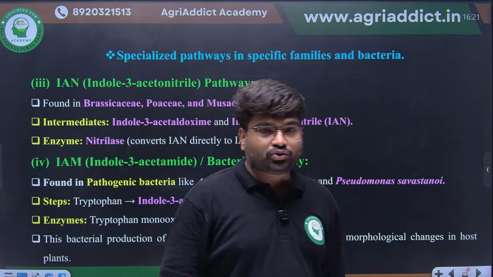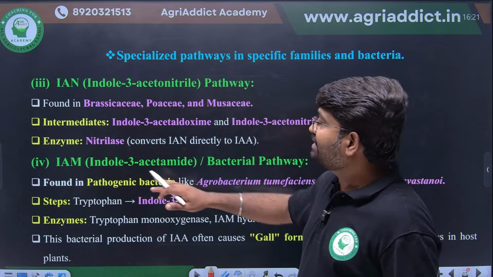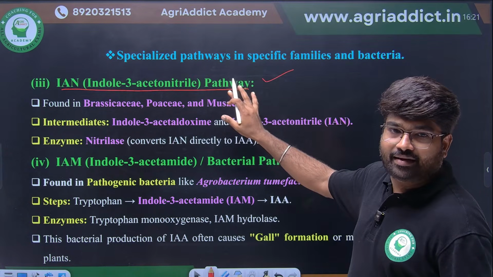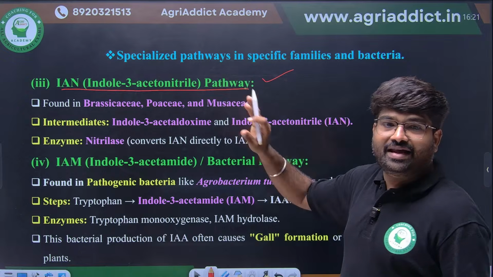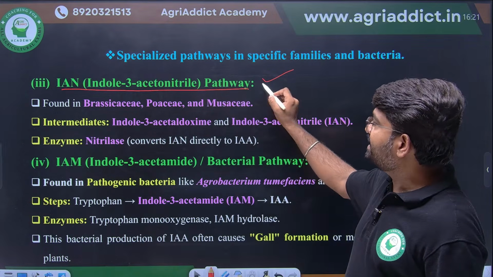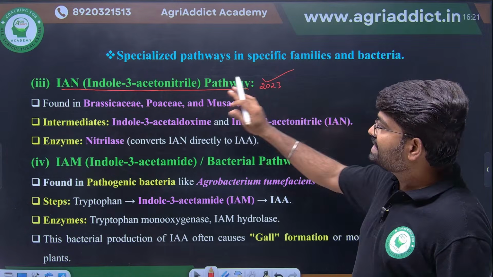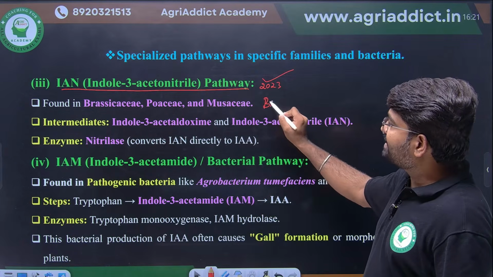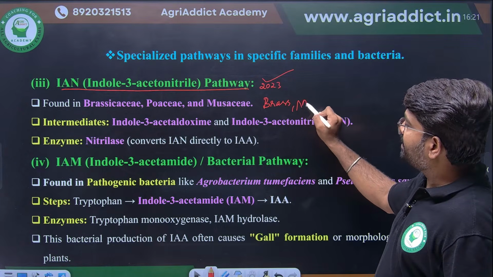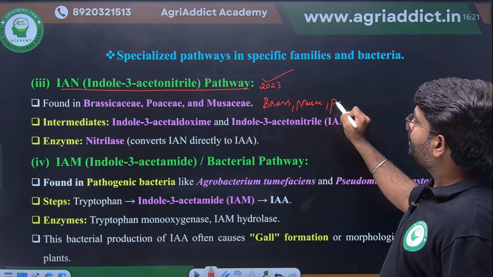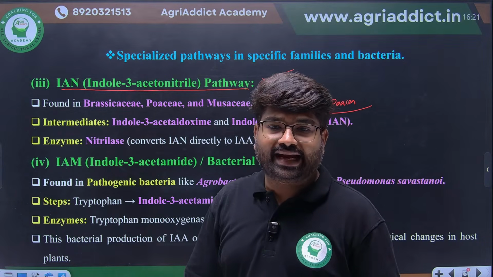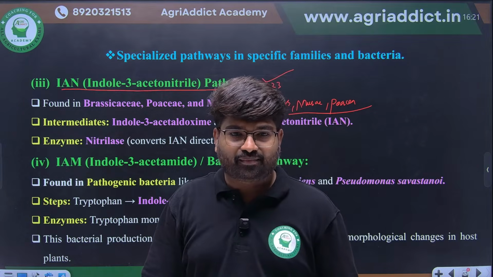Apart from these, two minor pathways are there. One is the indole acetonitrile pathway. This is the question they asked in 2023. This pathway is predominantly present in the Brassicaceae family, Musaceae family and Poaceae family crops.